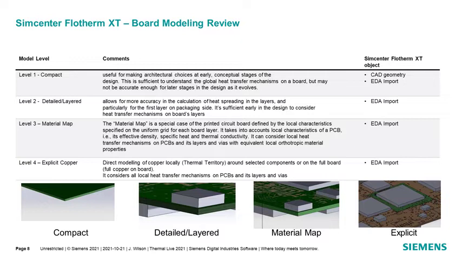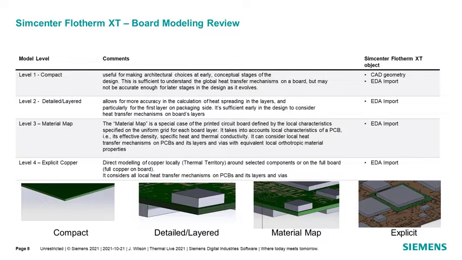A newer approach to capturing explicit copper in the thermal model is something we call thermal territory. So you have a critical IC component or a number of critical IC components on your board, and you want to capture that heat transfer path as accurately as you can. So you define a region around that component, both in the lateral directions and through the depth of the board, that you want to model that copper explicitly. It'll model that copper explicitly within that territory, and then outside that territory, it will take a detailed or layered approach. So those are the 4 methods.